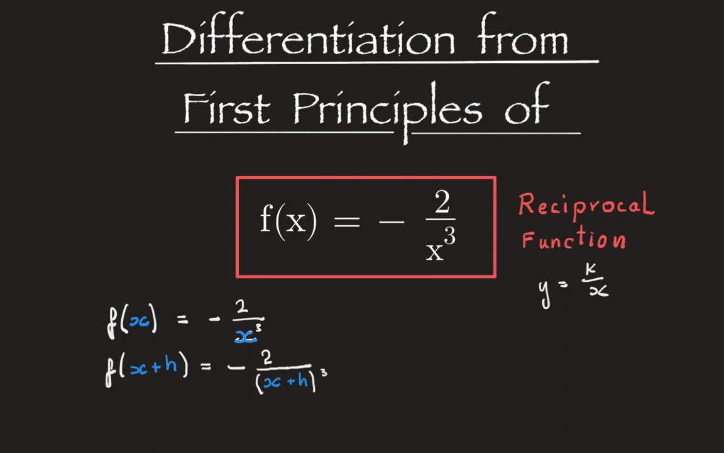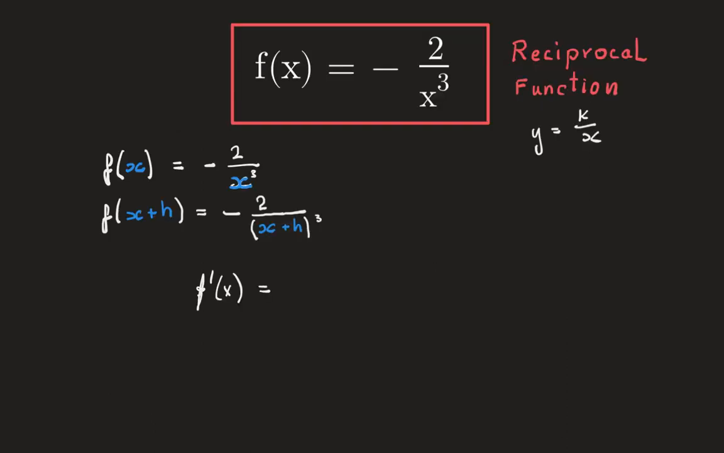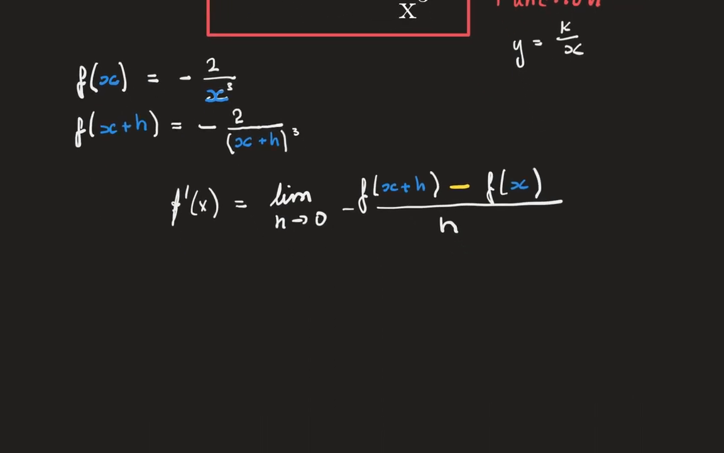To differentiate this function from first principles, we'll need to have a look at this function at 2 points, the point x and the point x plus h. And the formula for the derivative of this function is given by f dash x. Using the theory of limits, we say limit as h goes to 0, followed by the function at x plus h minus the function at x, all over h. And we use these to substitute the above functions f(x) and f(x plus h).